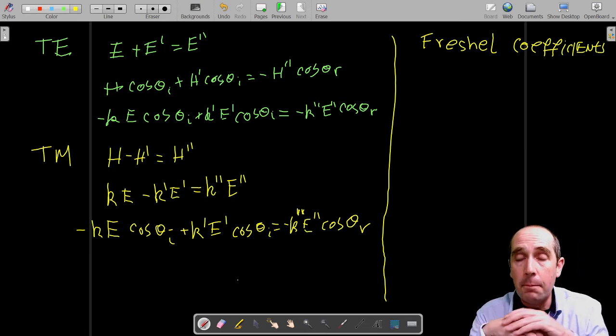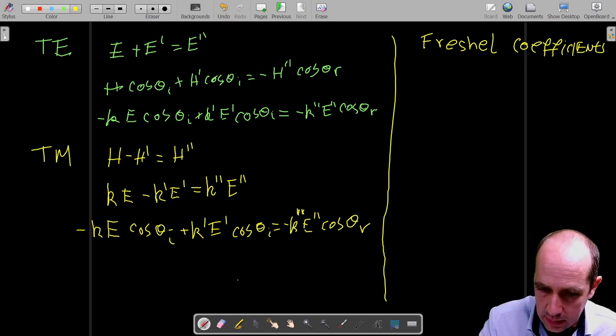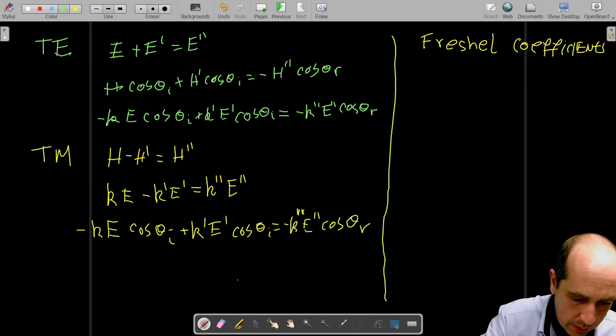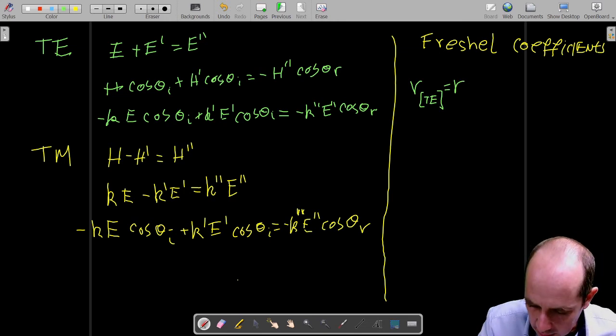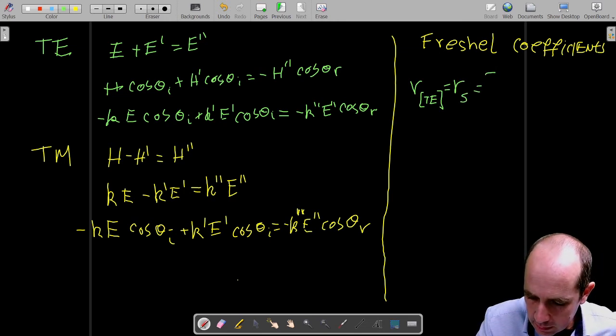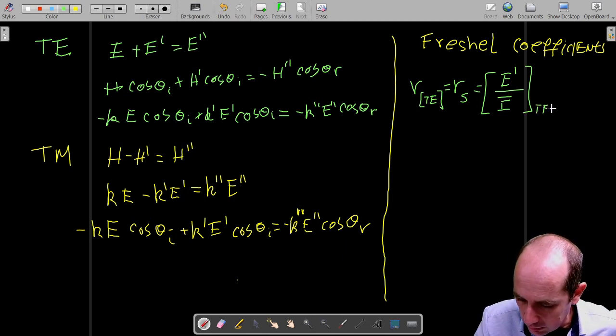These Fresnel coefficients basically are the ratios of the amplitudes of the transmitted and reflected waves with respect to the incoming wave. So the reflection coefficient for the transverse electric wave, which we also call RS, is equal to E prime divided by E for the transverse electric case.